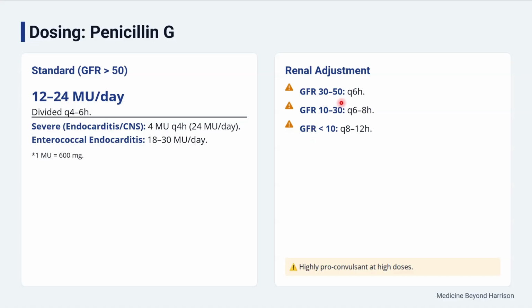When GFR is 30 to 50, reduce the dose to Q6 hourly. If it is 10 to 30, you can go up to Q8 hourly. If it is less than 10, you can go for Q12 hourly dosing. Penicillin G is a highly pro-convulsant drug at high doses, so try to avoid it when there is susceptibility for seizures or a low seizure threshold.